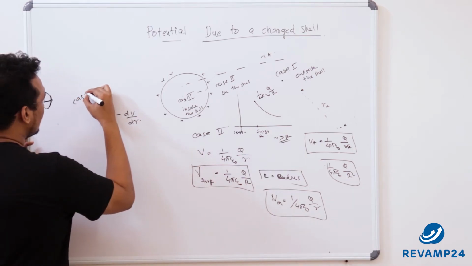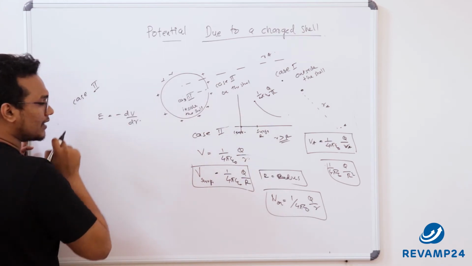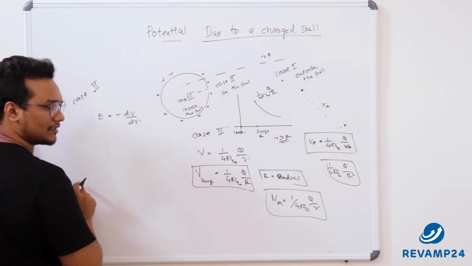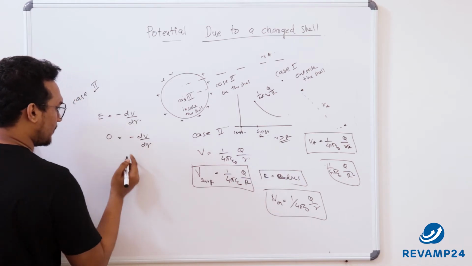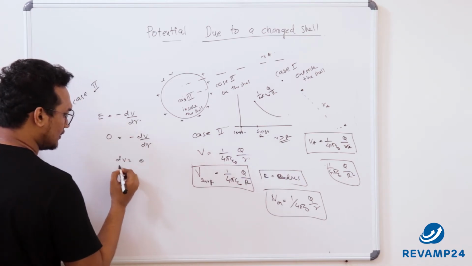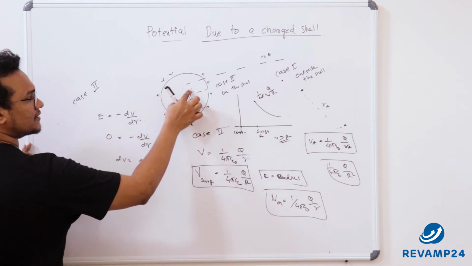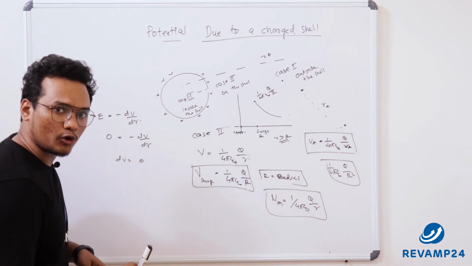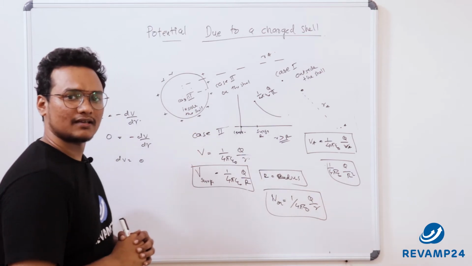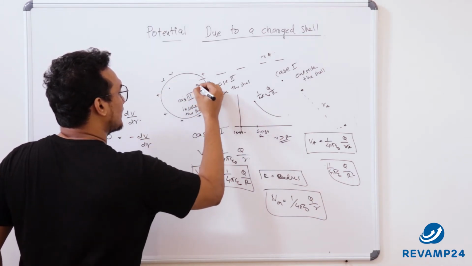Case 3, where the point is inside the shell, where electric field is equal to 0. When electric field is 0, 0 is equal to minus dV by dr. Multiply by dr, dV is equal to 0. dV means the potential difference between any 2 points. Potential difference between any 2 points inside a shell, if it is 0, means it's constant. Clear? It's constant. Constant means potential here and here is the same.